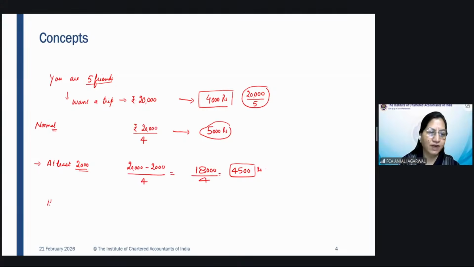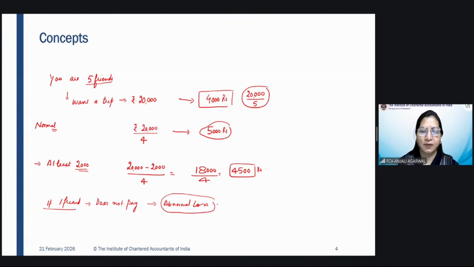Now, if one friend tells you a lie that he has already paid, or he does not pay despite several reminders, so one friend does not pay, this becomes abnormal. So you will lose this 4,500 rupees, which you should have recovered from a friend. So this becomes an abnormal loss. Okay. So that is the fundamental rule here.